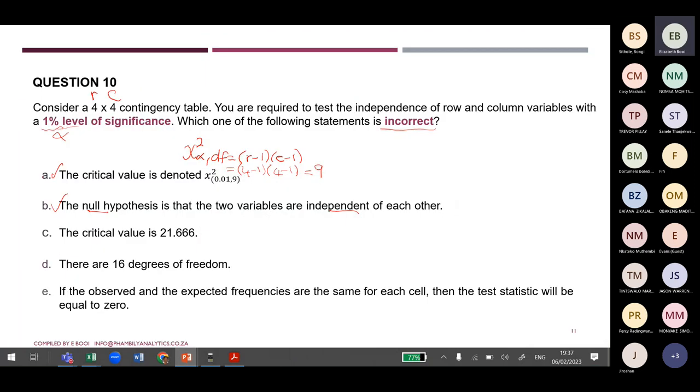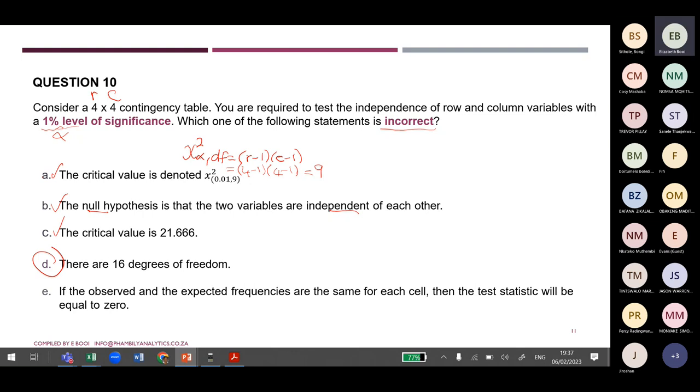The correct answer. So that is the same. All right. Moving on to the next one. There are 16 degrees of freedom. Is that true? False. That's not correct. So the incorrect statement is option D.